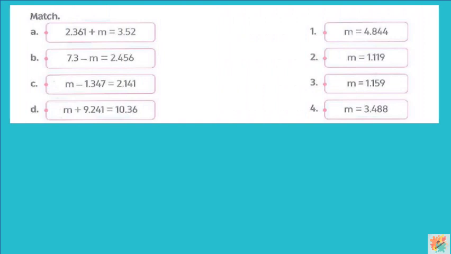Here, match. 2.361 plus m equals 3.52. So which m from here gives you this answer? We can do it quickly: 3.52 minus 2.361. Here it's 0. So this 1 and this 10. 10 minus 1 equals 9. This 4 and here it's 11. 11 minus 6 equals 5. 4 minus 3 is 1. 3 minus 2 is 1. So which answer? Yes, this one, it's letter A.